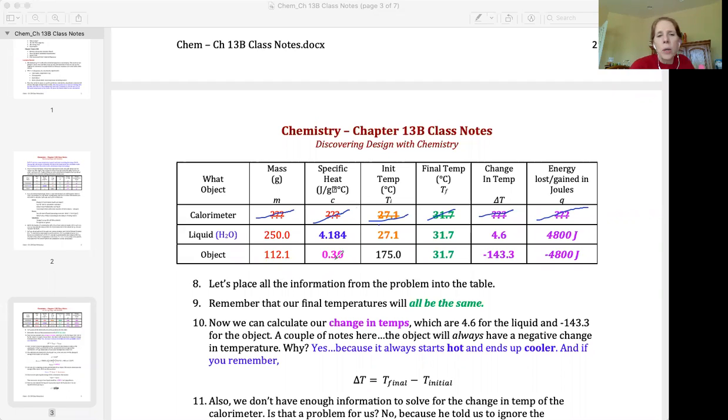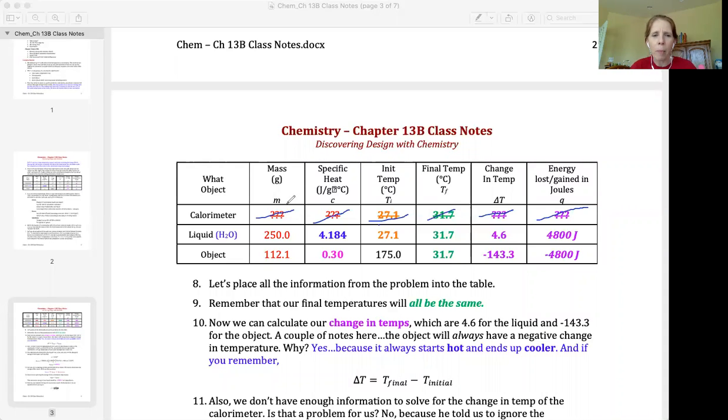The other thing I was going to tell you is that if you know all but one piece of data in any given row, then you can solve for the missing piece of data, okay? So we're looking at the information we've been given, okay?